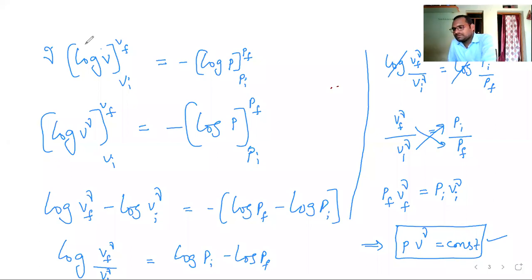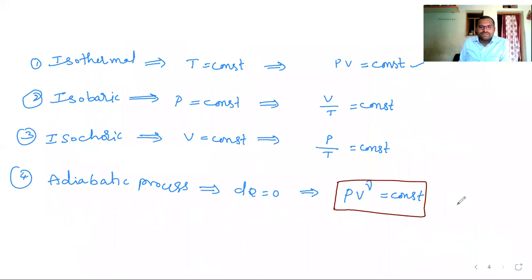Okay, students, let us go to that point. See, in adiabatic process, P V power gamma is always constant. This you need to remember. And another point also we may get here, that is P V power gamma is equal to constant.